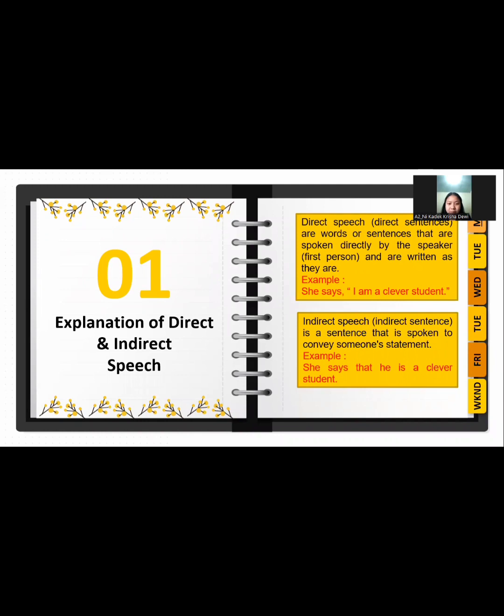Okay, let's talk about the explanation of direct and indirect speech. Direct speech or direct sentence are words or sentences that are spoken directly by the speaker or first person and are written as they are. For example, she says, "I'm a clever student." And indirect speech or indirect sentence is a sentence that is spoken to convey someone's statement. For example, she says that he is a clever student.